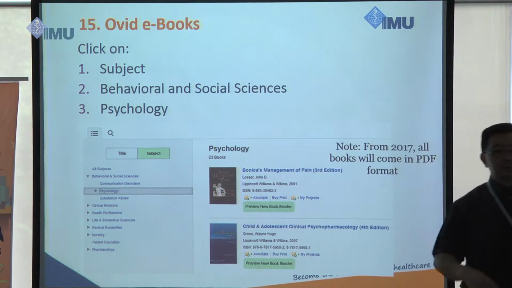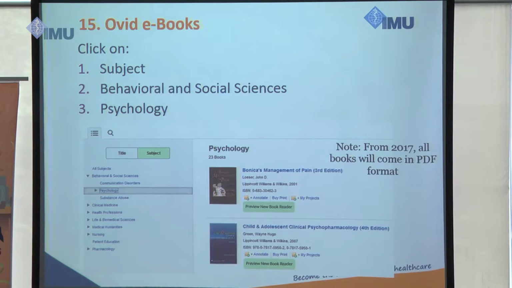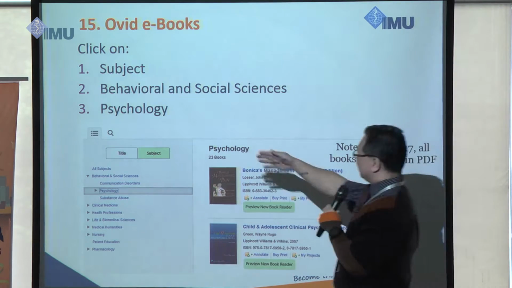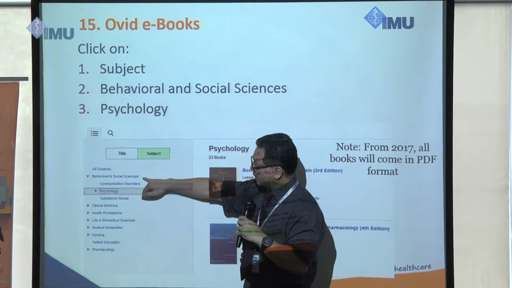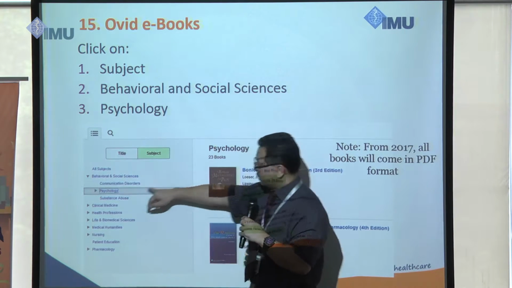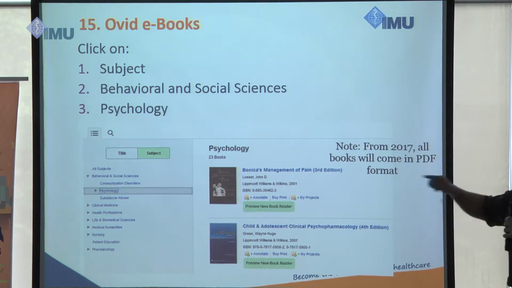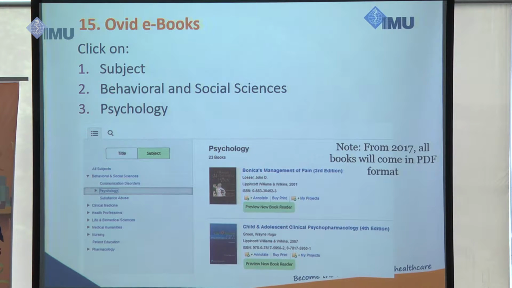That's how you access it, because this is a bit more involved, you've got to find your way in how to find these resources. All right, so subject, the green button, subject. Then you have behavioral and social sciences, followed by psychology, and then click on that. And here, I think you'll note about 23 books that are available.